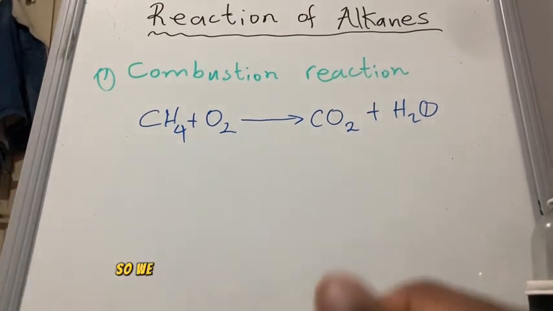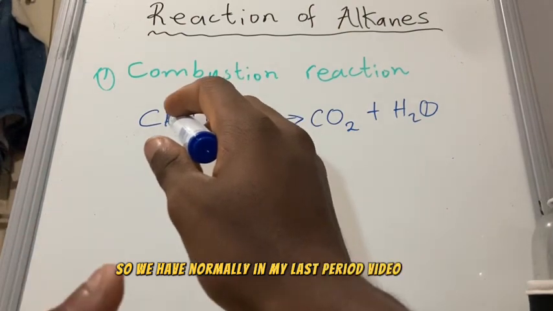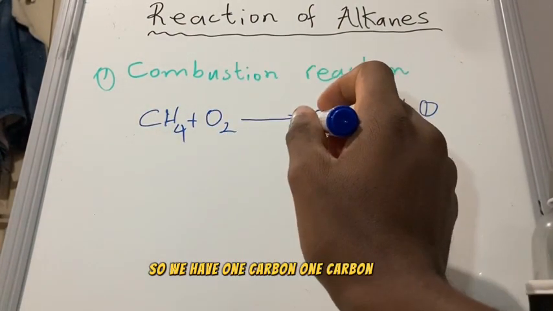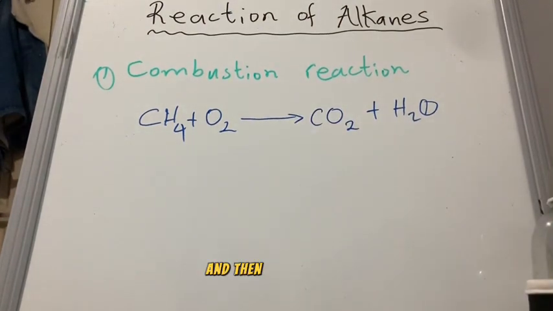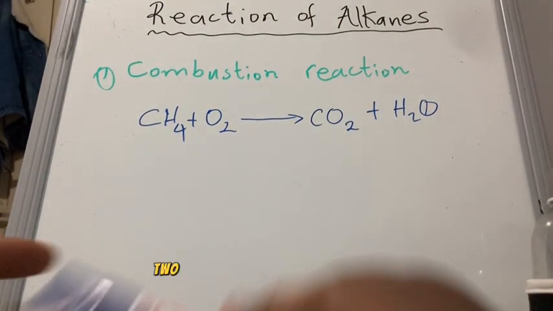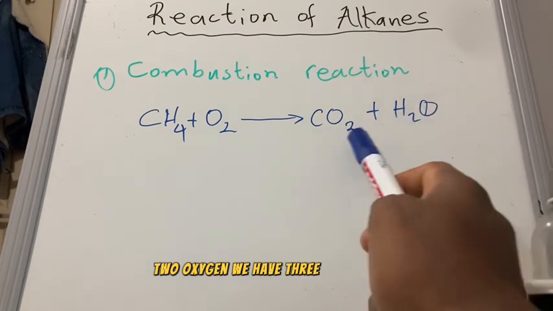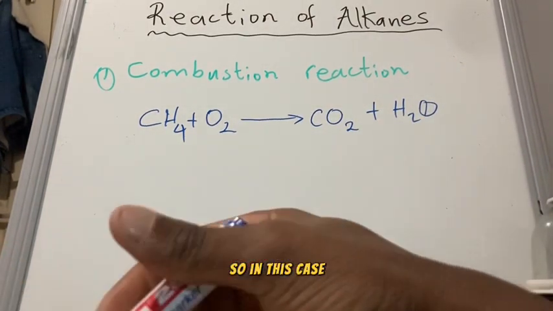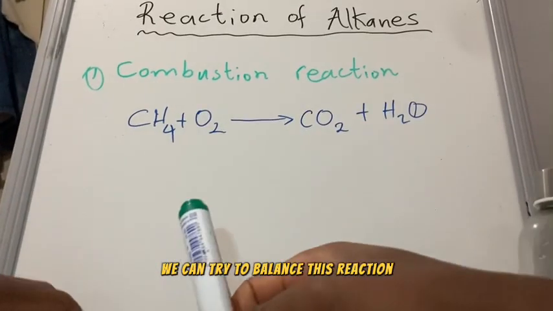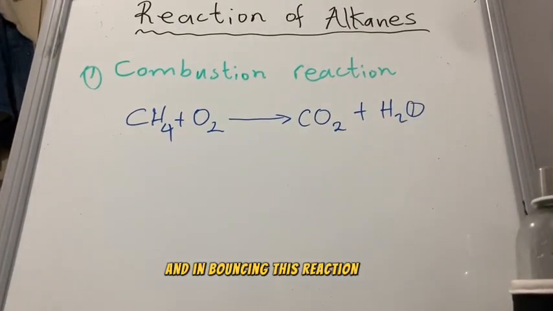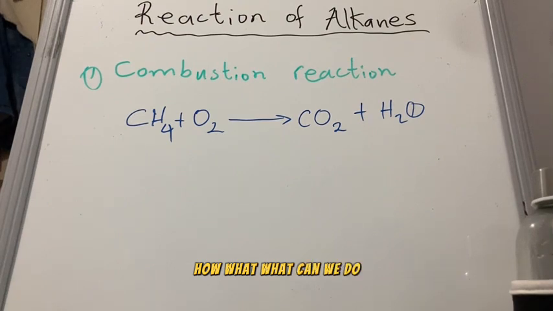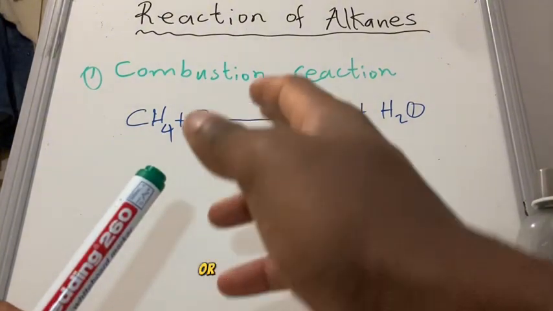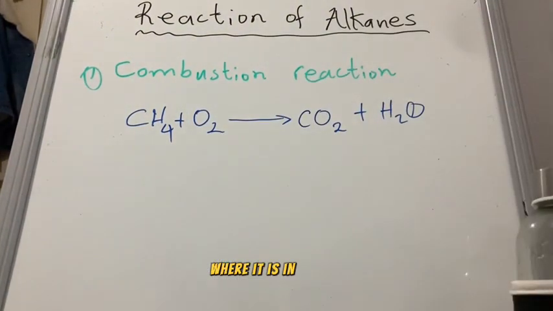Normally, in my previous video I did something like this. We have one carbon here, and then we also have 2 oxygen. We have 3 oxygen here. We have 2 hydrogen and 4 hydrogen. So in this case, we can try to balance this reaction. And in balancing this reaction, what can we do? We can probably rewrite this reaction, or we can leave it where it is and balance.